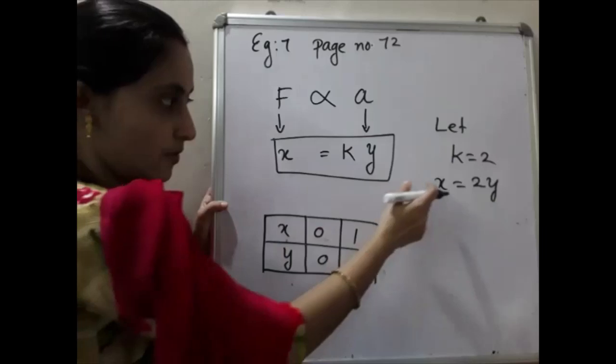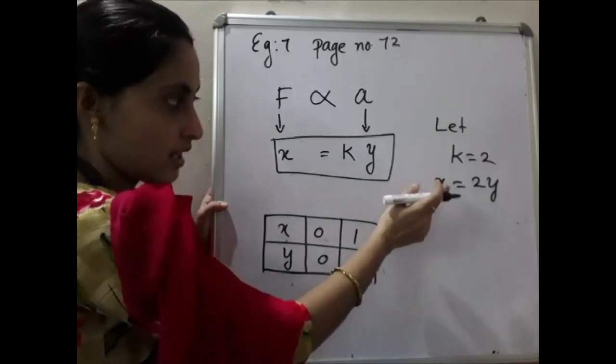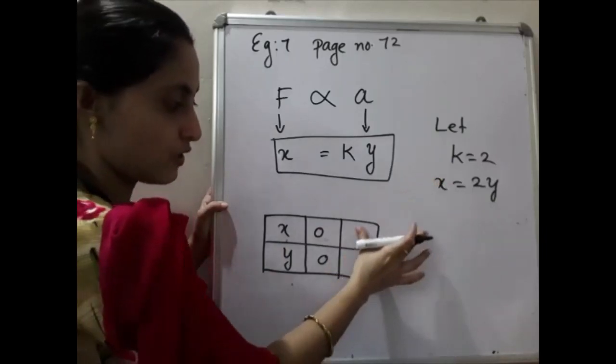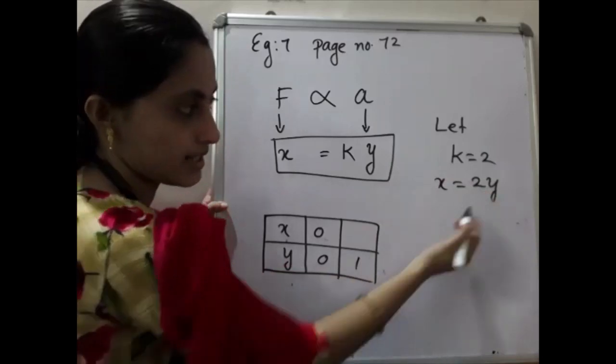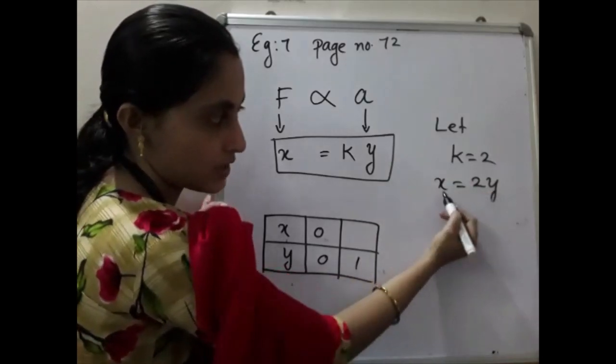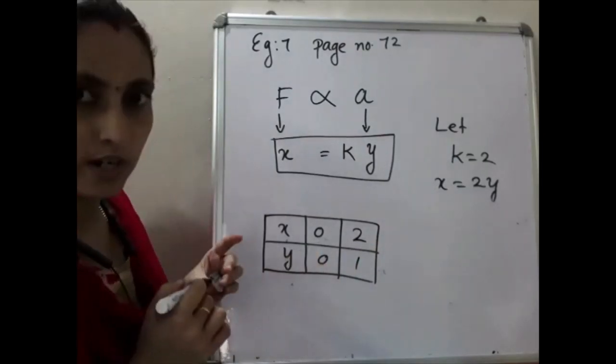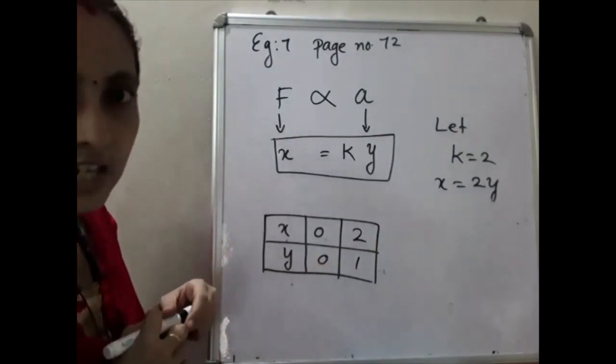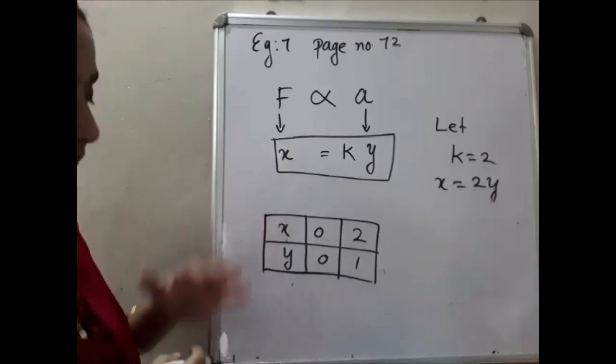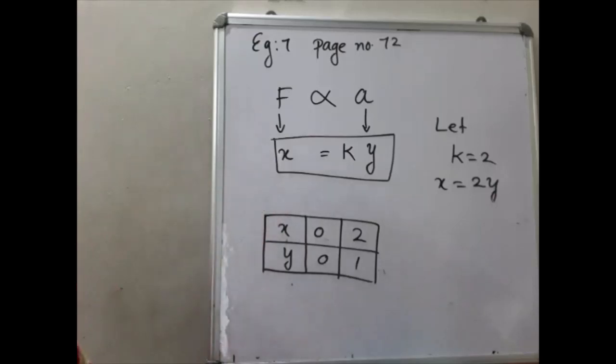Is it? So if I put x is equal to 1, 1 by 2 will come. So I put y is equal to 1. y is equal to 1 means what? x will be equal to 2 into 1, that is equal to 2. So you got 2 points. One is 0, 0 and another is 2, 1. Then you can draw the graph. Okay, so please do it.